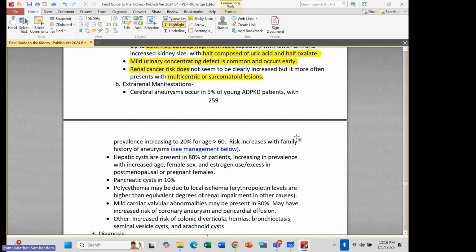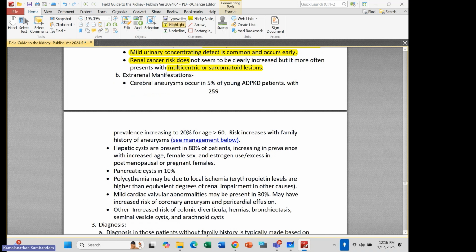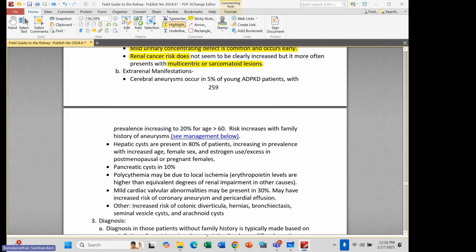Sarcomatoid lesions. Oh, that's a hard one. It is a pretty rare form of kidney cancer. Typically, these are renal cell carcinomas that are most common. Okay, what are the extrarenal manifestations now?